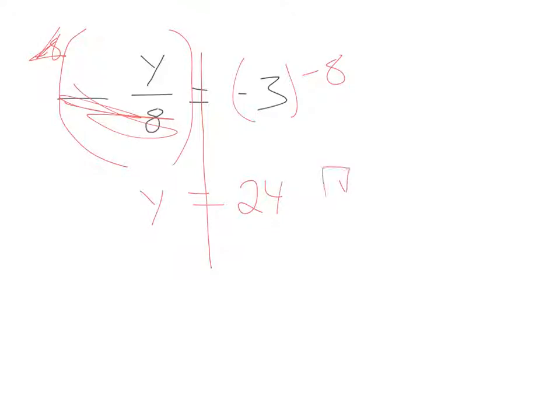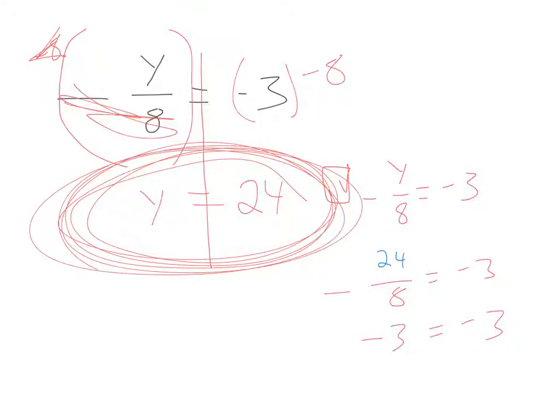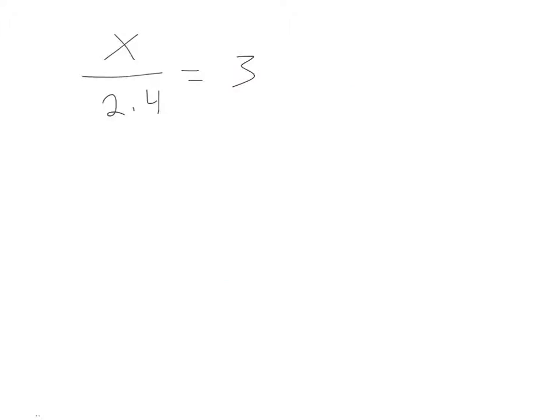From there, you guys do go ahead and check. Then you guys need to go ahead and plug in the 24. 24 divided by 8 is 3, and you have a negative out front, so that's a -3 equals -3. Hey, that checked out. Y is equal to 24. That is your answer. Next one.